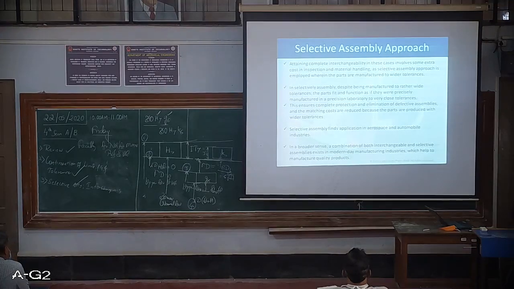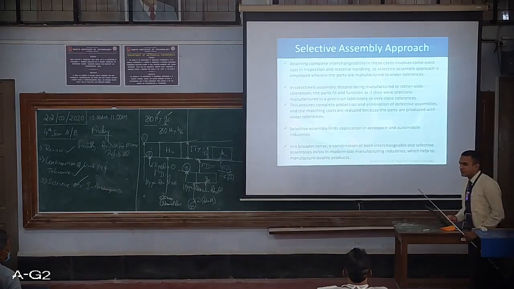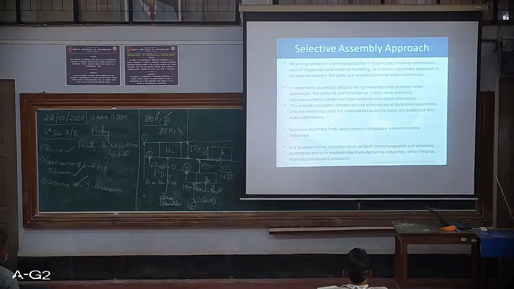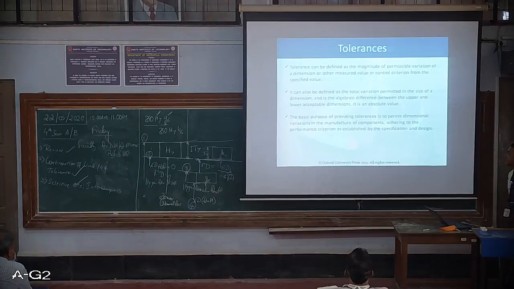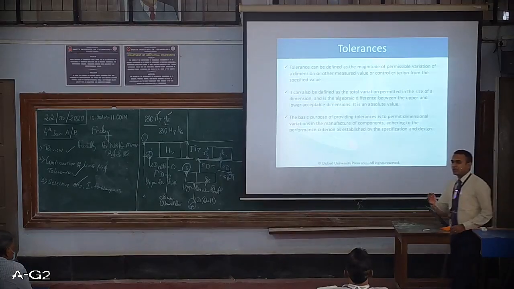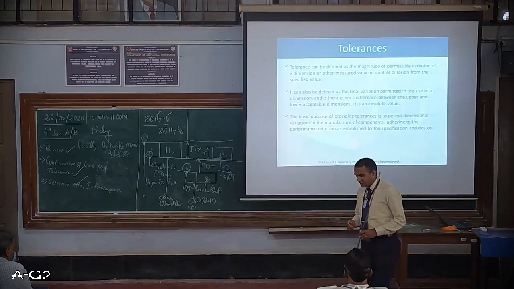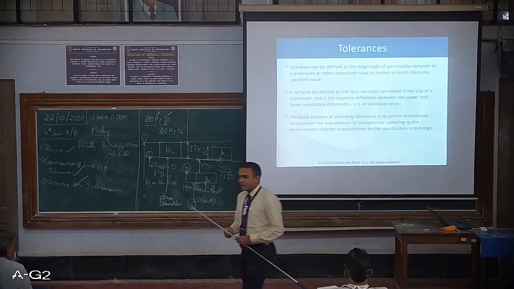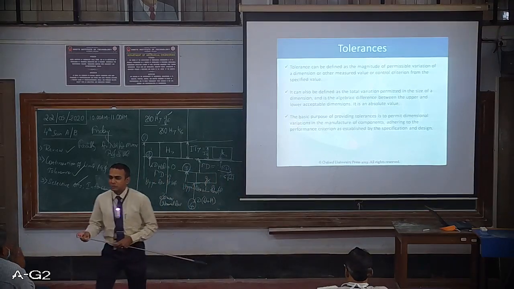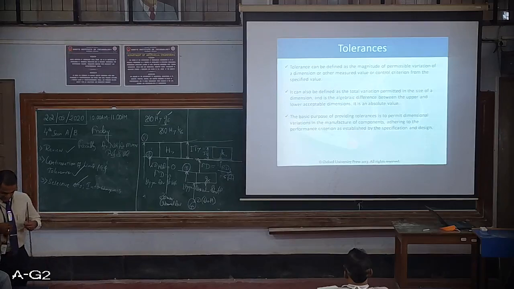Selective assembly usually finds application in the aerospace and automobile industries. In a broader sense, a combination of both interchangeable and selective assemblies exists in modern day manufacturing industries, which helps to manufacture quality products. So that is about selective assembly and interchangeability. Sir, any inputs that you want to provide for this particular topic?